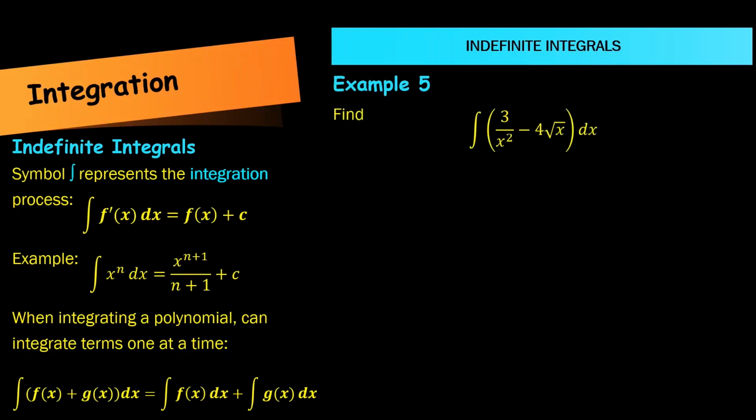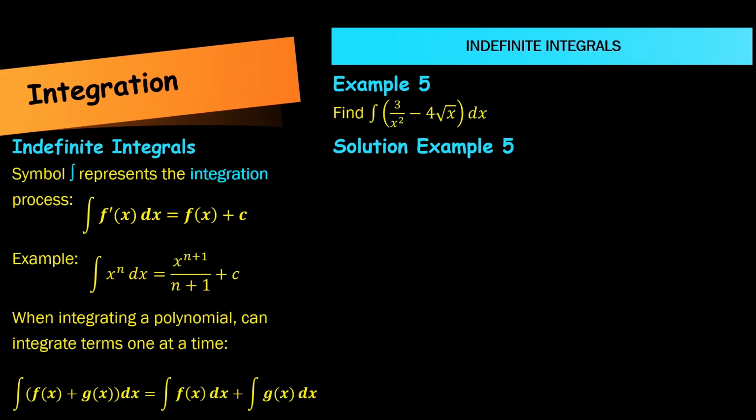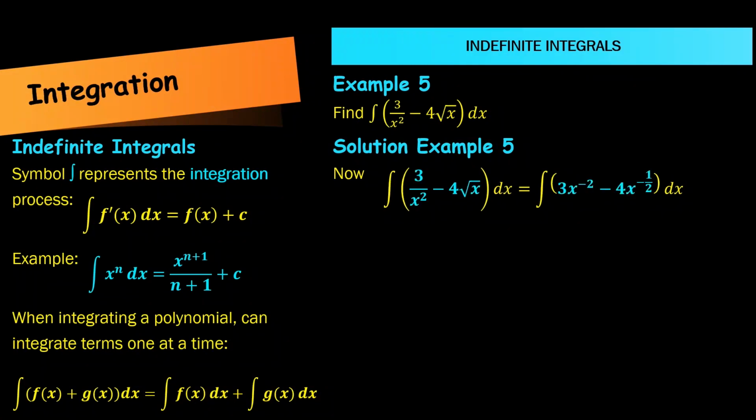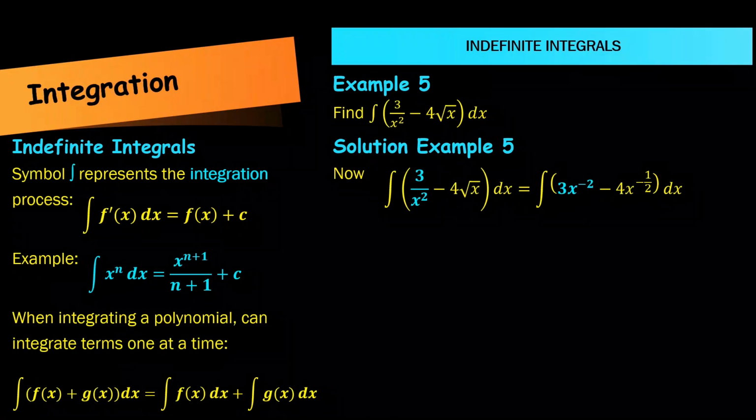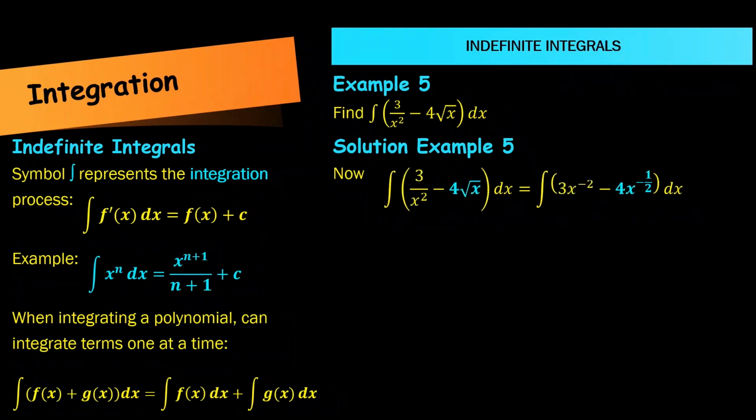Now have a go at this example. Pause the video and have a go. Press play when you're ready to view the solutions. You are required to integrate the expression shown on your screen. So let's solve this. This integral can be expressed as 3x to the minus 2 minus 4x to the minus a half.